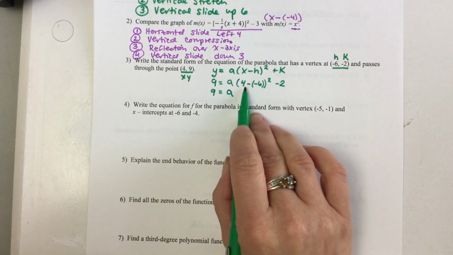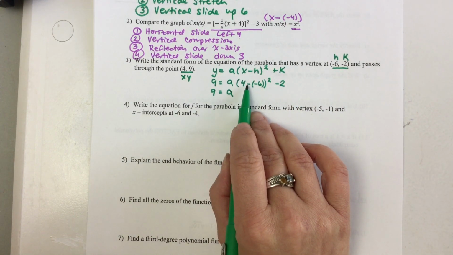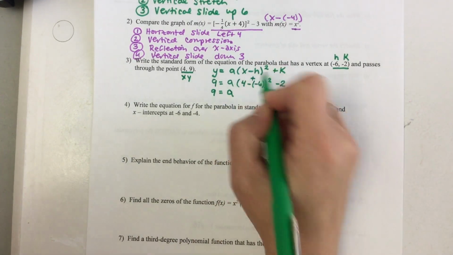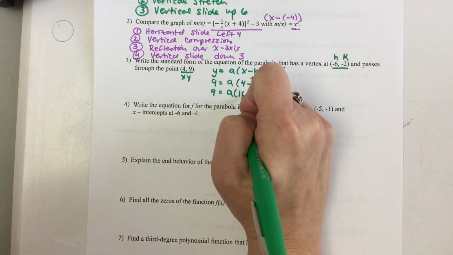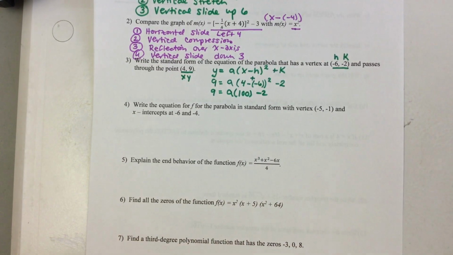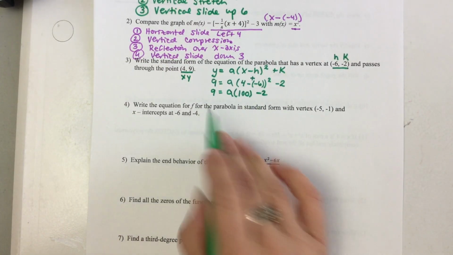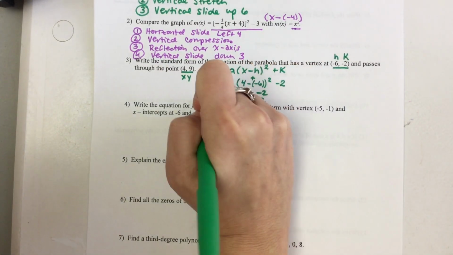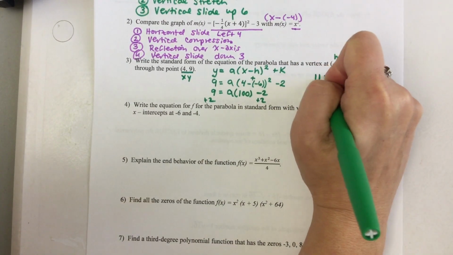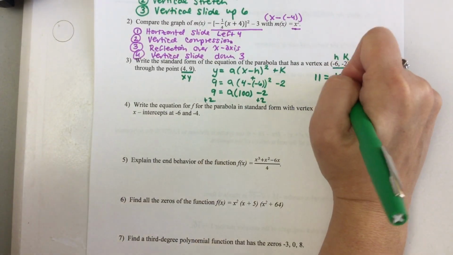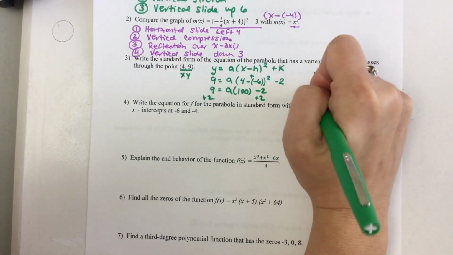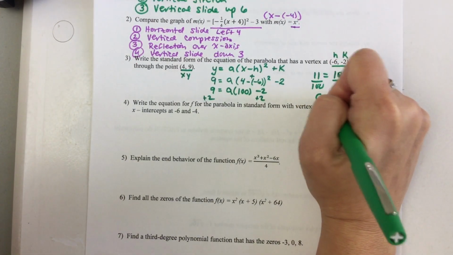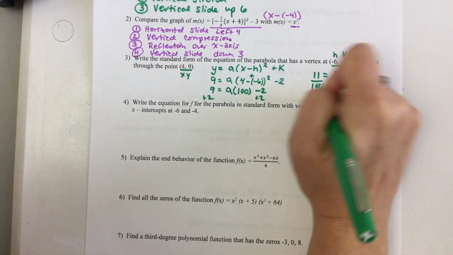a, I'm going to go ahead and simplify this. 4 minus a negative 6, well, that's going to be plus. 4 plus 6 is 10. 10 squared is 100, minus 2. Well, if I add the 2 over, I would have 11 equals a times 100, which is 100a. Go ahead and divide both sides by 100. a is 11 over 100.